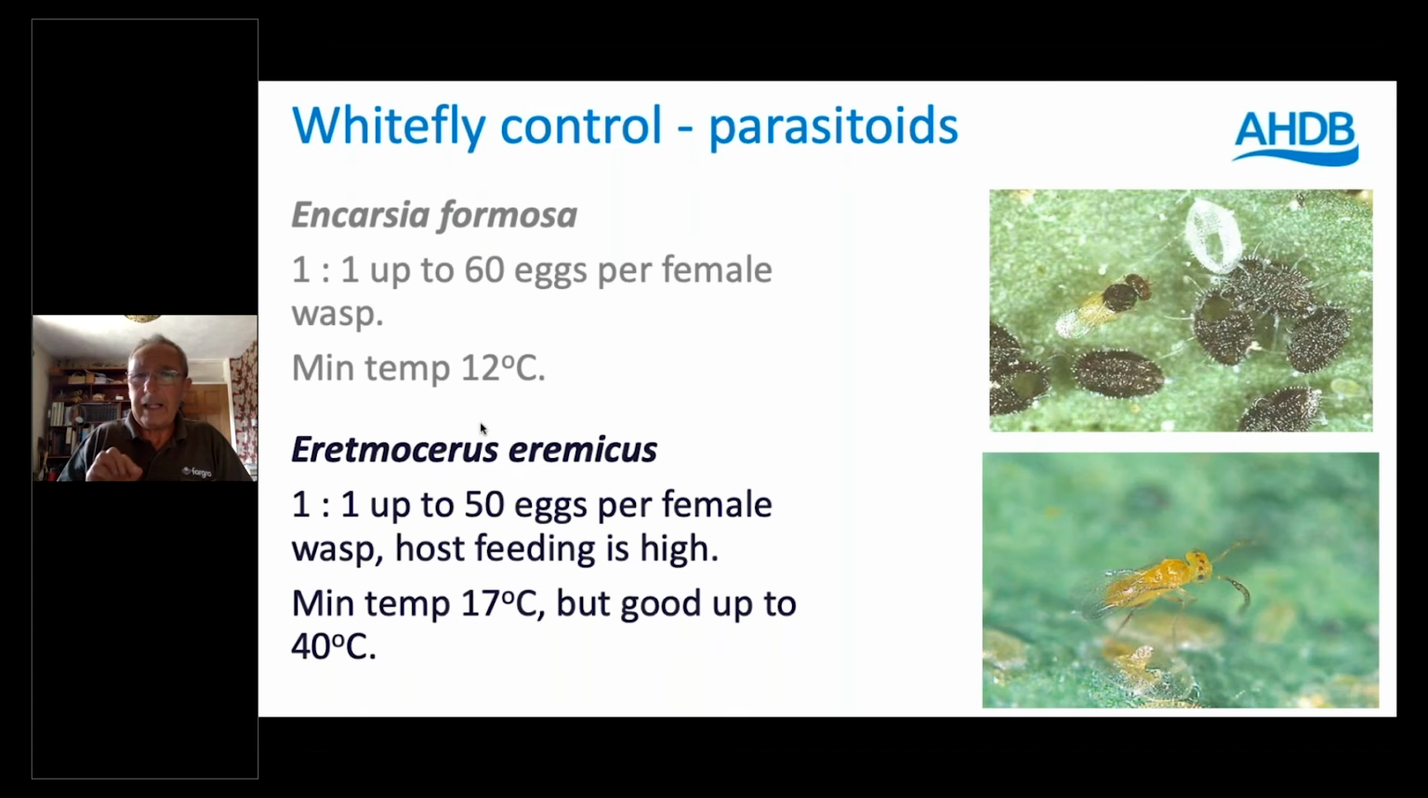Eretmocerus lays the egg next to and under the whitefly. This then hatches into and works its way into the larva of the whitefly. They can attack the second, third, and fourth larval instars of the whitefly, and their host feeding, as I said, is very high. So it's a useful predator, a parasitoid for whitefly.